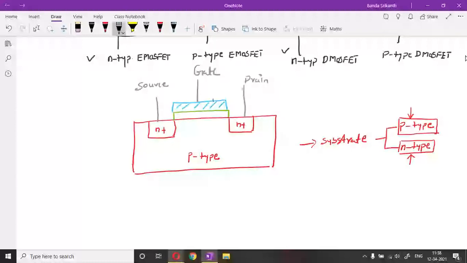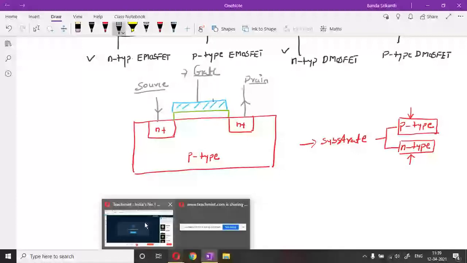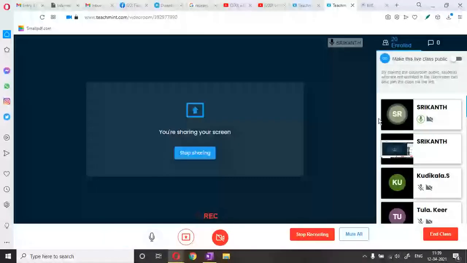For simplicity, we will not use the body terminal repeatedly. We remove the body terminal for operations only for simplicity. Later on we will discuss the use of the body terminal. So here we will call it a three terminal transistor: source, gate, and drain. What is the operation here? Source will emit the electrons, drain will collect the electrons, and the gate will control the flow of electrons.